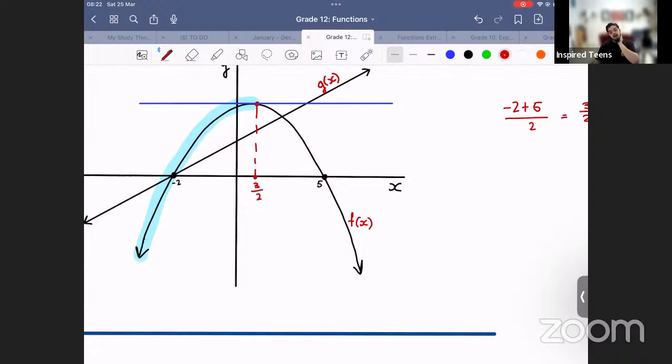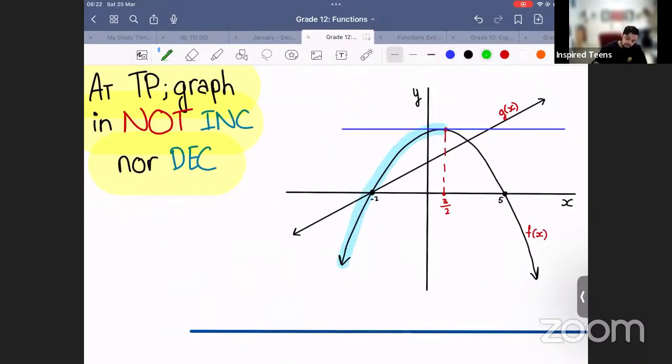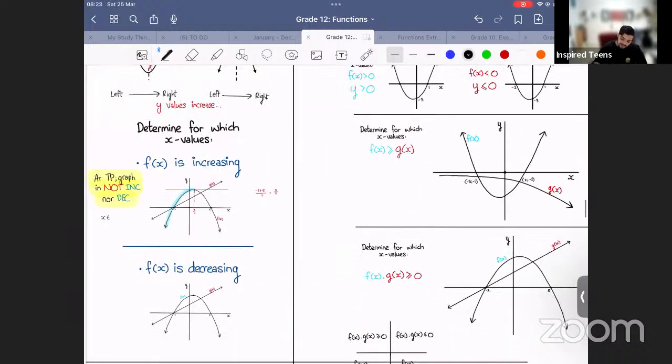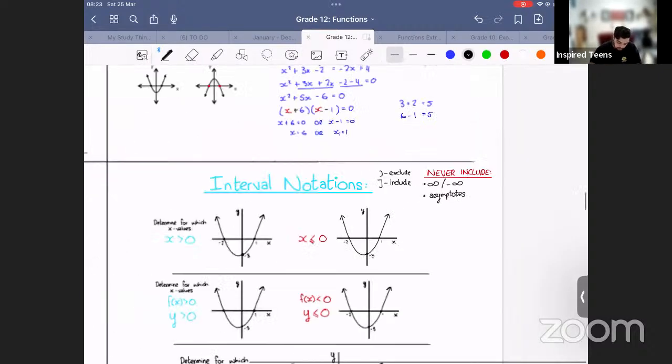So now we can give our answer. Remember our method: we're going to answer in terms of x values. So we're going to say x is an element of. Remember, we learned this. Round brackets mean exclude. Square brackets mean include. We never include infinity, positive or negative infinity, and asymptotes. We never include asymptotes.